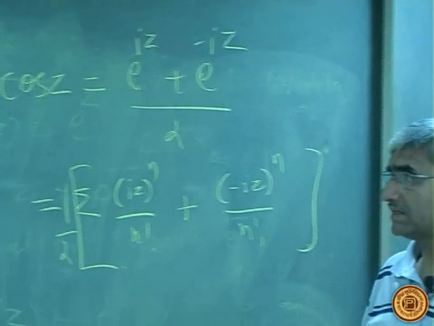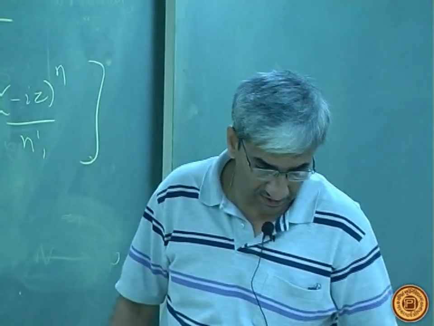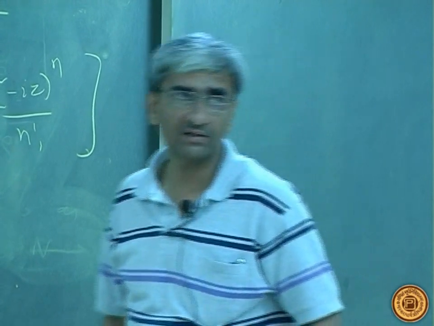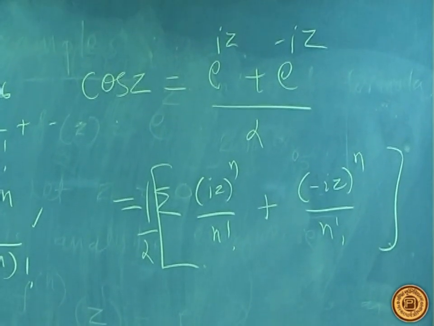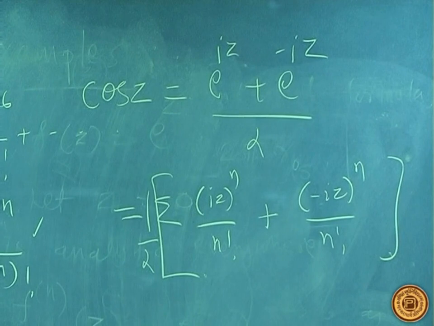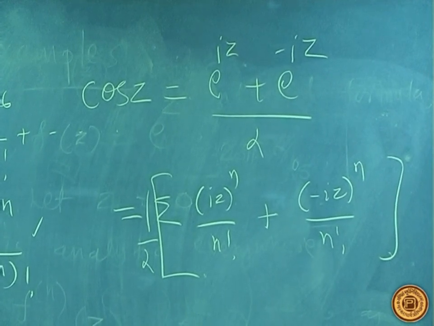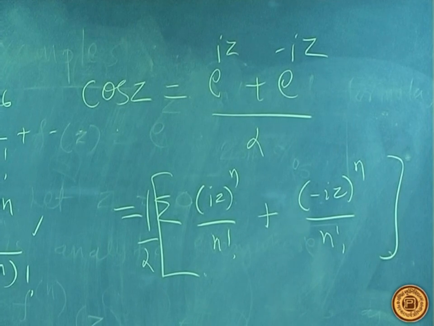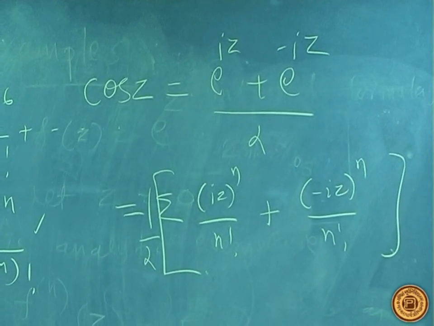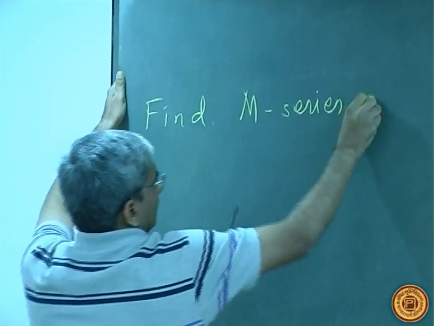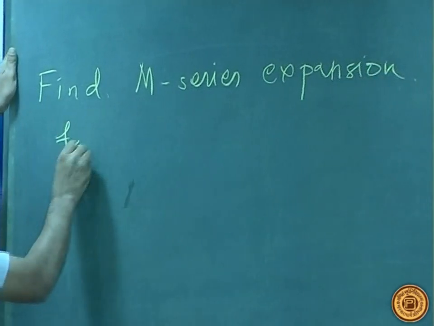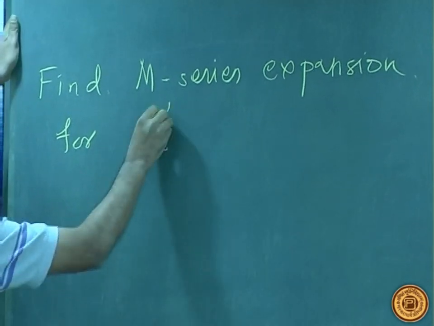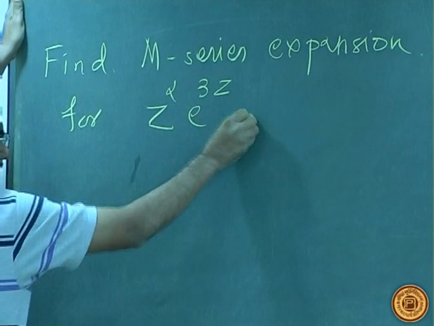You may get Taylor series expansions of functions of the type, say, z square into e raised to 3z. So for example, if you want to find z square e raised to 3z, let us find it out. Find the Maclaurin series expansion for z square e to the power 3z, suppose.